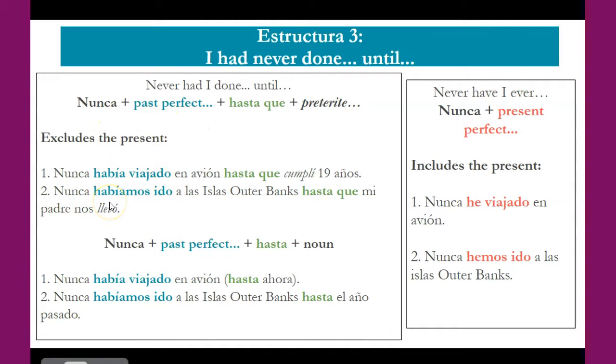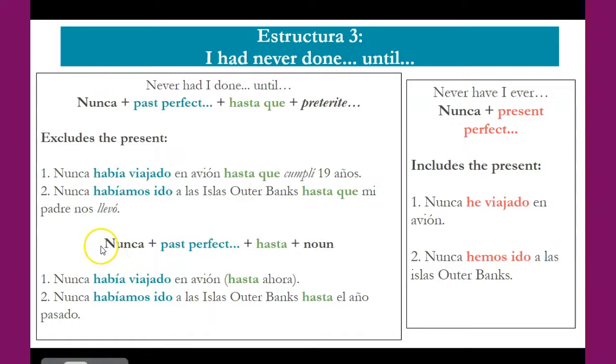The second example is nunca habíamos ido a las Islas Outer Banks hasta que mi padre nos llevó. So we had never gone to the Outer Banks islands hasta que, until mi padre nos llevó, until my dad took us, right? So here you're using hasta que and the predicate to explain until something else happened in the past that changed that. So you had never done something until something happened in the past, and now you have.